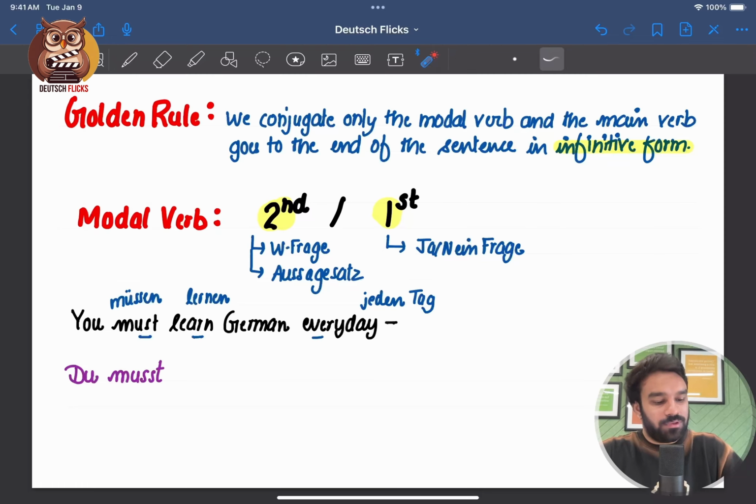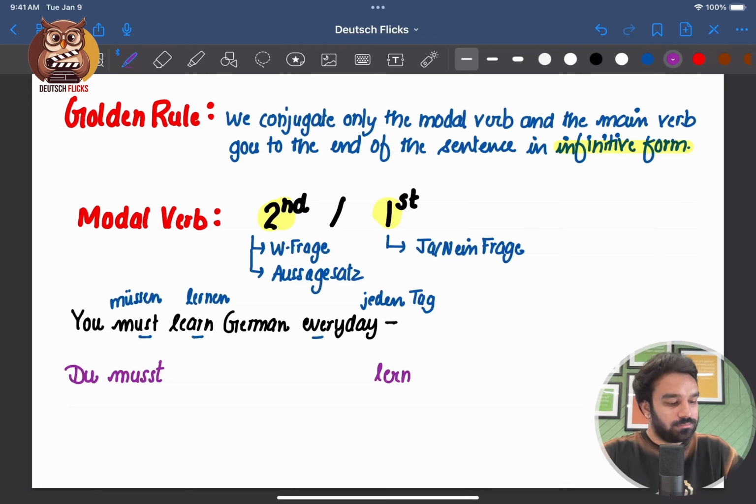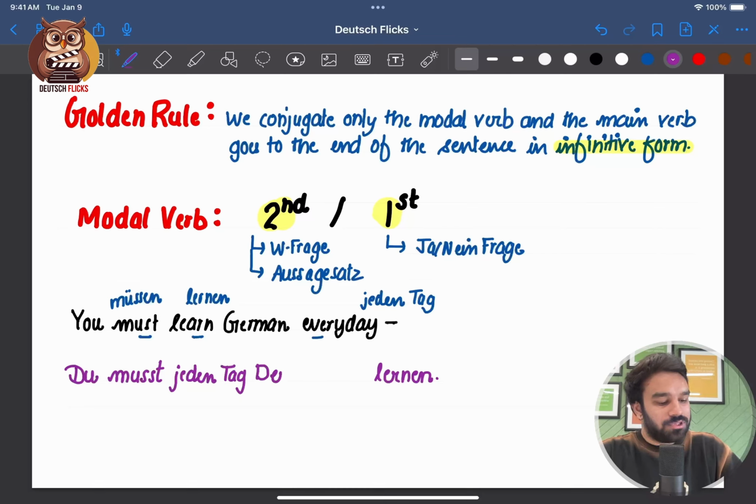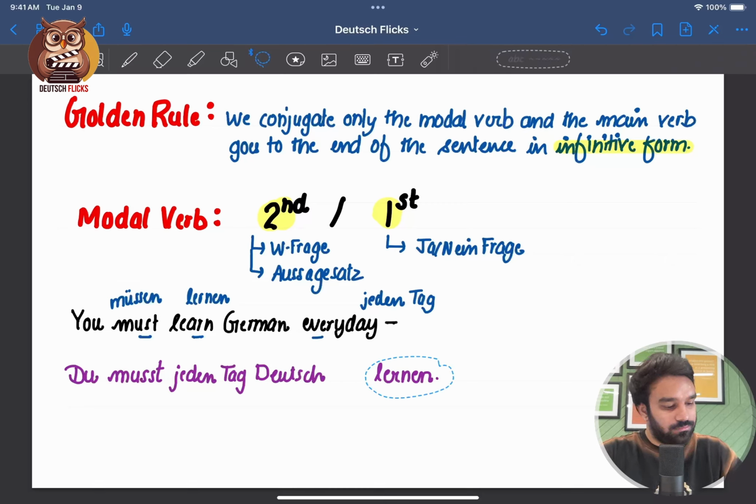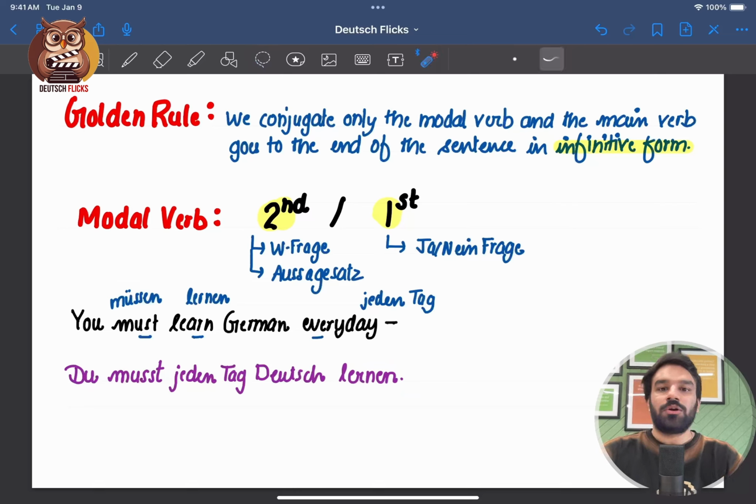Now what do we do with lernen? We will throw it at the end of the sentence. So let's write lernen here. Now what is left? German and every day. I'll write every day here, which is called jeden Tag. And then comes German, which is called Deutsch. Du musst jeden Tag Deutsch lernen. You must learn German every day.